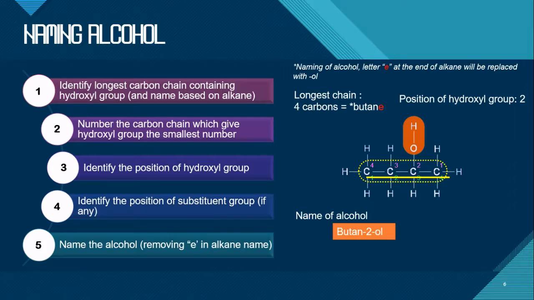So butane represents 4 carbon, number 2 represents the position of the hydroxyl group, and OL represents alcohol. So the IUPAC name for this molecule is butane 2-ol. Okay, butane 2-ol. All right.